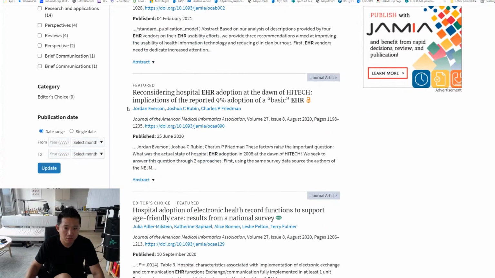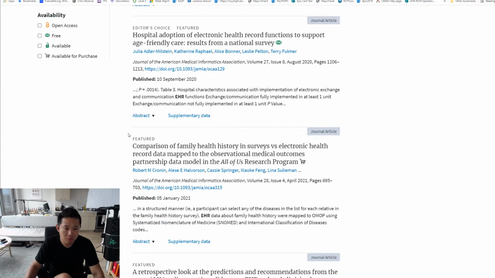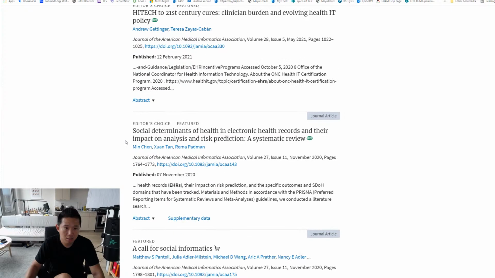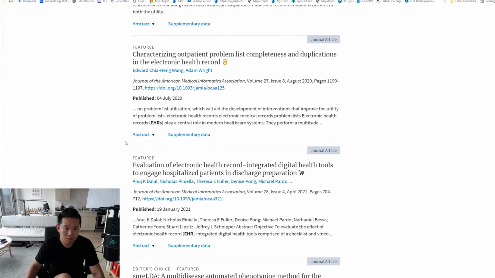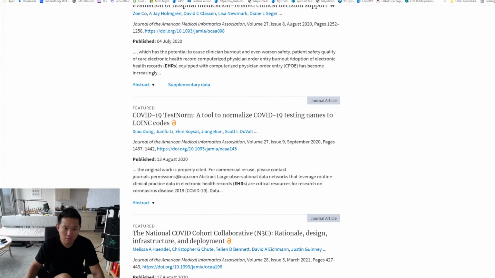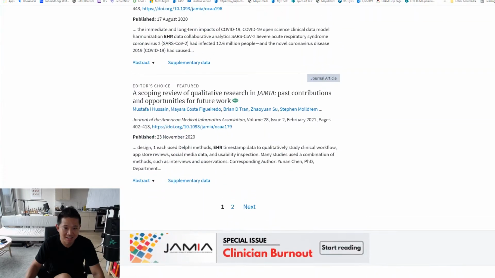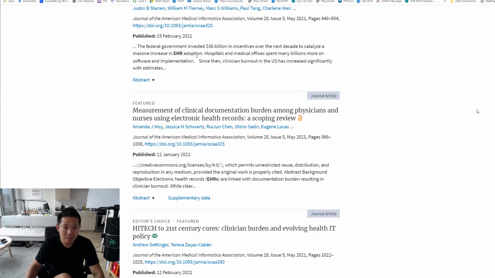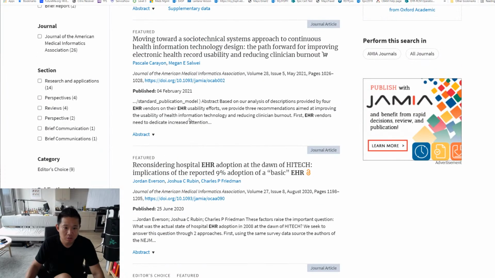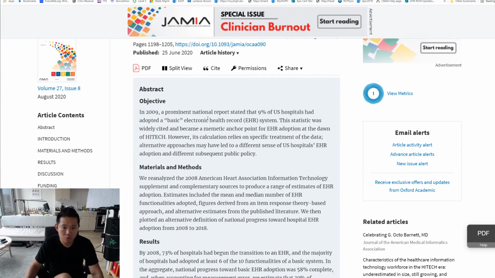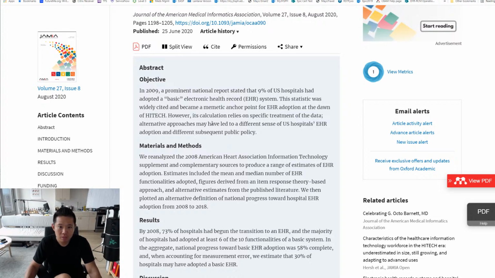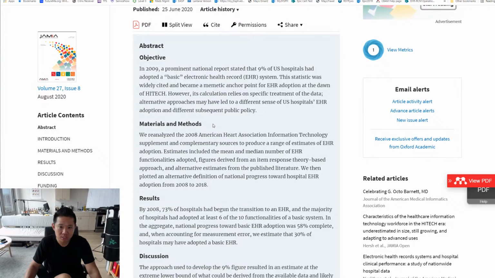Moving towards reconsidering hospital adoption. Measurement, high tech. Characterizing. Towards clinical data. All of these are great titles. You want to read all of these things. What is this one about? In 2009, a prominent national report stated that 9% of the U.S. has adopted a basic EHR. This statistic was widely cited and became a mimetic anchor point for EHR adoption at the dawn of HITECH. This calculation relies on specific treatment of data. An alternative approach may have led to a different sense of U.S. hospitals.